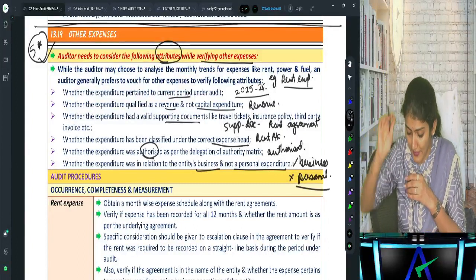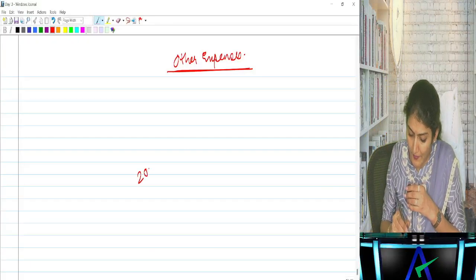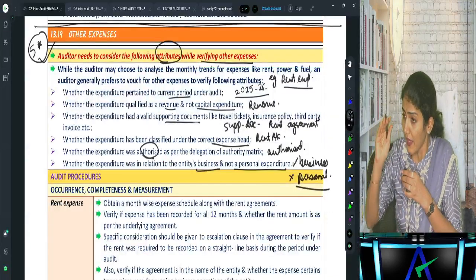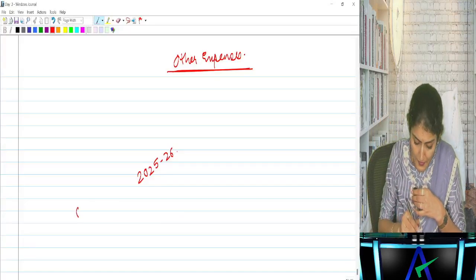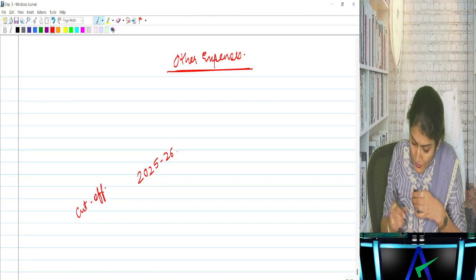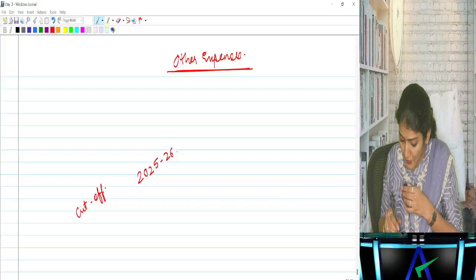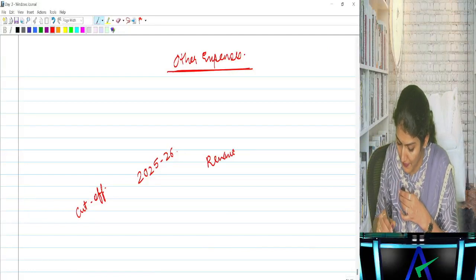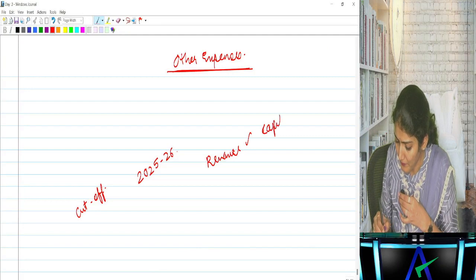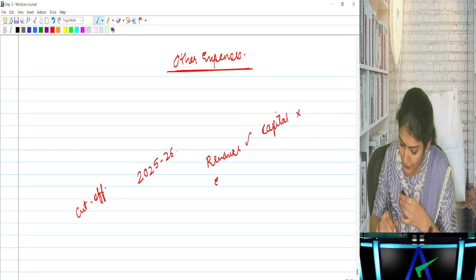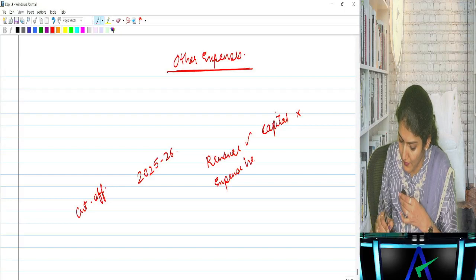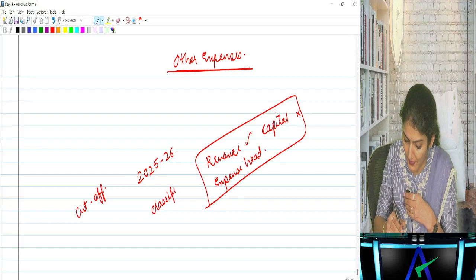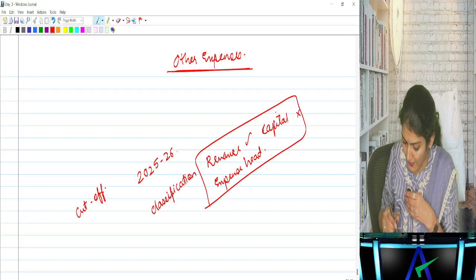So whenever I check any expense, what is the first thing I check? Whether the expenditure is related to the current year, right? What is that? That is nothing but the cutoff. Then what do I also check? Whether the expenditure is a revenue expenditure and not a capital expenditure, and also it should be recorded under the correct expense head. So these two points are nothing but the classification. It should be recorded in the correct account, right?